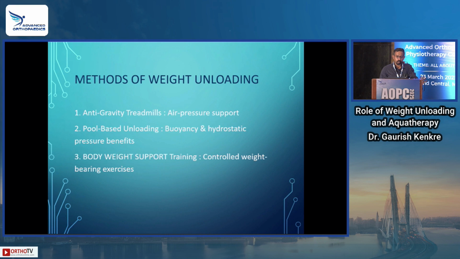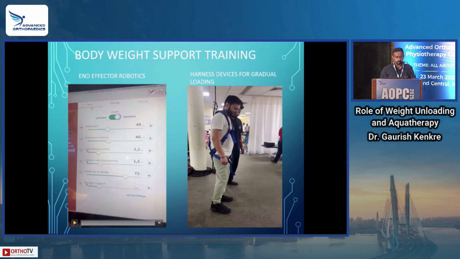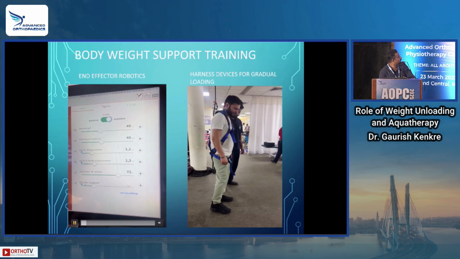So water is not the only way to unload weight. There can be an anti-gravity treadmill, pool-based unloading in water, which helps, we make use of buoyancy, hydrostatic pressure and viscosity for training, as well as a body weight support harness system. There is also something called end effector robotics, what we use in our center, which can be used for weight unloading training techniques. Coming to end effector robotics, this is the way we train.